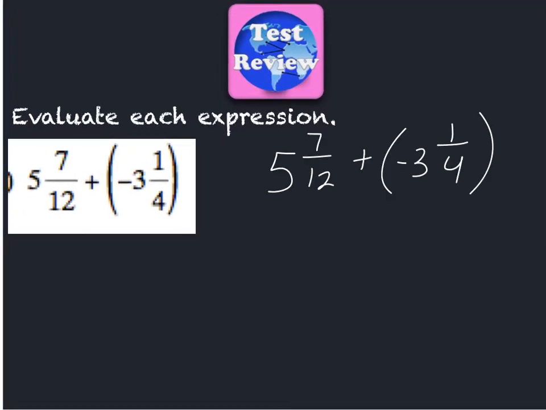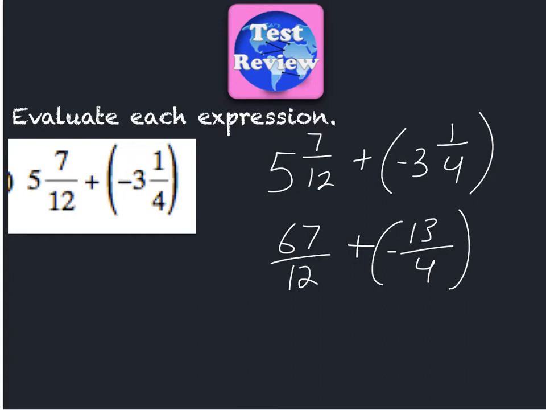All right, so here we have 5 and 7/12 plus -3 1/4. So there are various ways that you can go ahead and solve this, but I would just change them both to improper fractions right off the bat. So 5 times 12 would be 60, and 60 plus 7 is 67. That way you could practice changing these impropers. And then that would be plus negative 13 over 4.